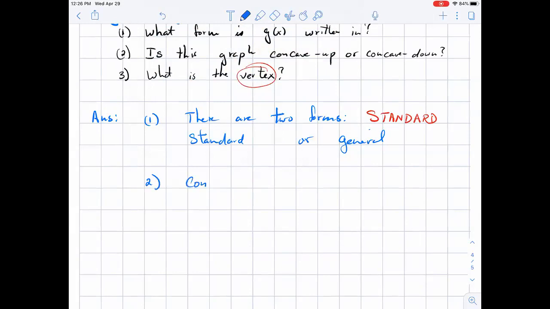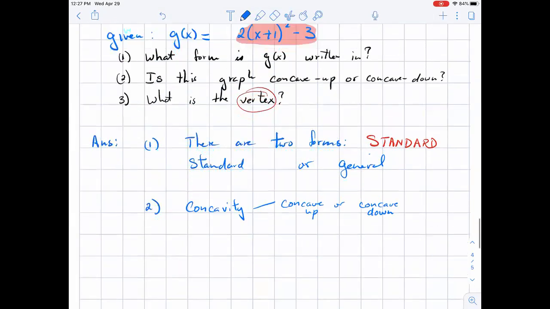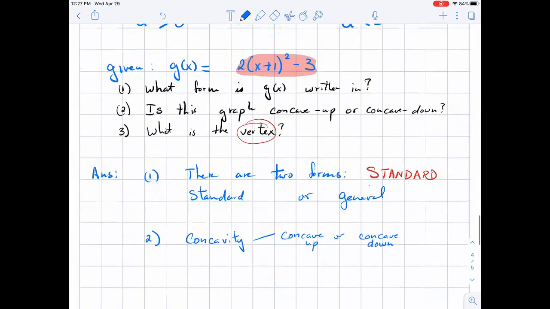Concavity. When we talk about concavity, we mean concave up or concave down. So what is the value of a in this example? What is a in this example, class? Positive 2. Positive or negative? That's all I want to know. Positive.